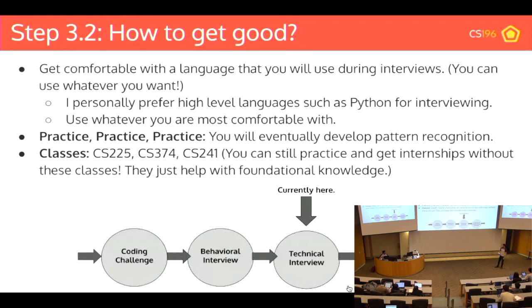Here are some classes that we have at the University of Illinois that will give you some of the foundational knowledge that you need for these technical interview problems. There's CS225, which is data structures, CS374, which is the theoretical algorithms class, and even CS241, which is systems programming, might help you with certain interviews. Don't get me wrong, you don't need these classes to succeed in these interviews. I personally, out of these classes, have only completed CS225. So you don't exactly need these three classes to get started on practicing for interviews. They're just very helpful with the foundational knowledge.